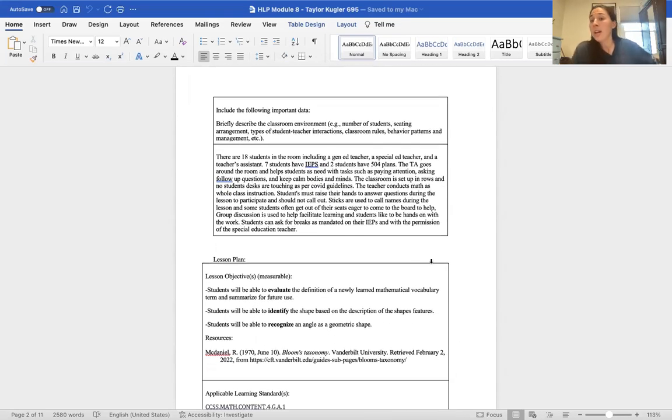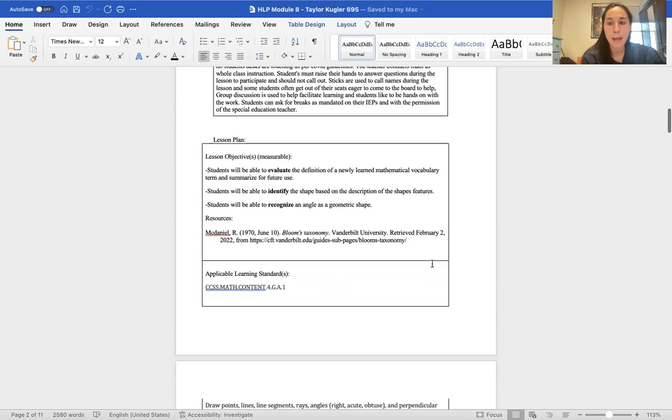As I was saying before, it's a fourth grade ICT room with 18 students, including a gen ed teacher, special ed teacher, and teacher assistants. There's 7 IEPs around the room and 2 504 plans. The IEPs range for a couple of things. There's 2 health impairments, 2 autism diagnoses, 2 LD classifications, and 1 speech and language impairment.